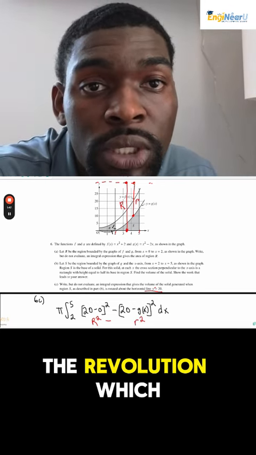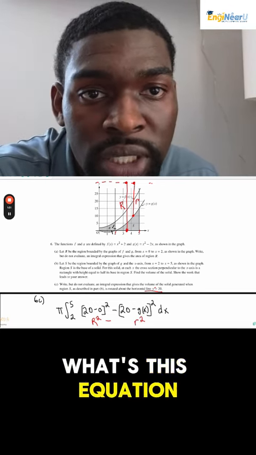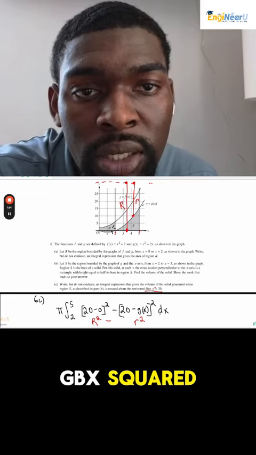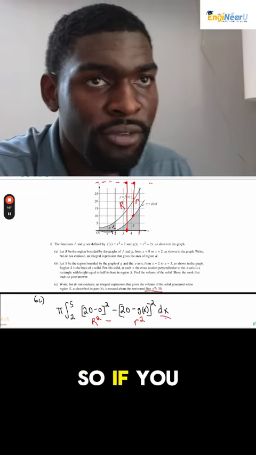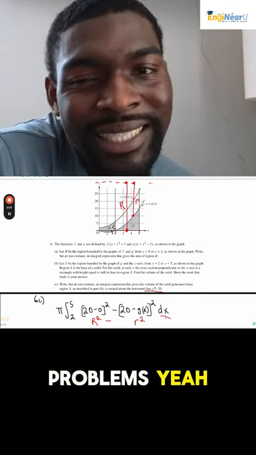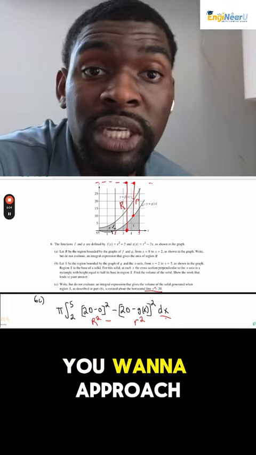We're going to go back to our axis of revolution, which is 20. And then now we're going to go to what's this equation? g of x. 20 minus g of x, whole quantity squared. And don't forget your dx. So if you forgot your dx in any of these types of problems, yeah, they did take off points for it. However, this is how you would want to approach any disk and washer problem.